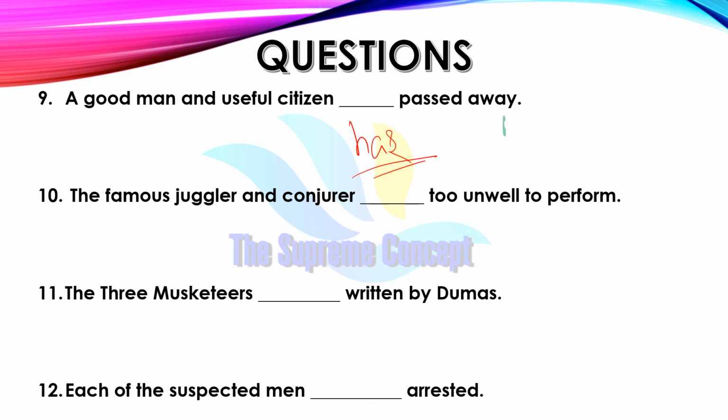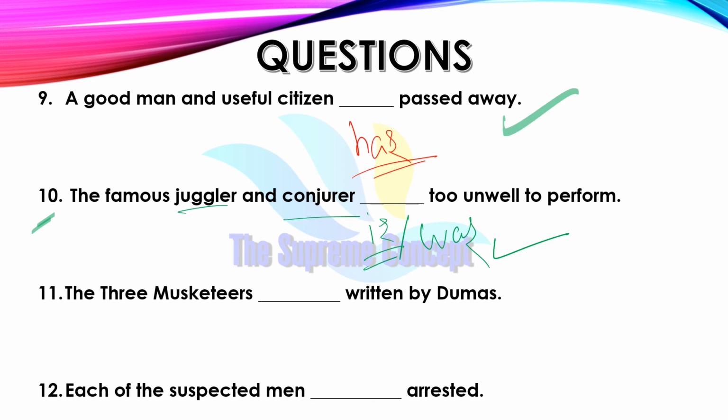All right, now let us see question number 10. The famous juggler and conjurer dash too unwell to perform. Now figure out what the answer to the question is. All right, so here its answer will be what? Is or was. Okay, we can use either "is" or "was" as per the tense. Both are possible here. See, the famous juggler and conjurer, here we are considering the same person, and for that reason we used the singular verb form, is or was.